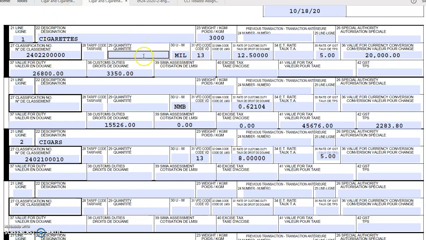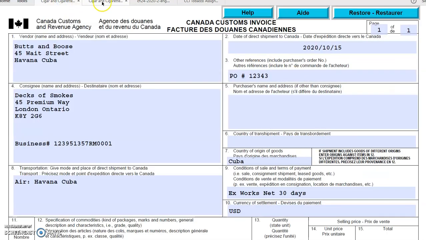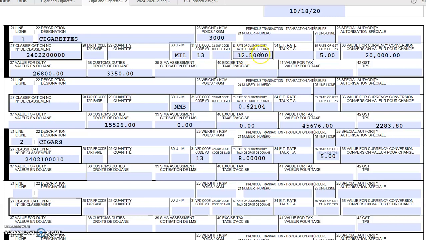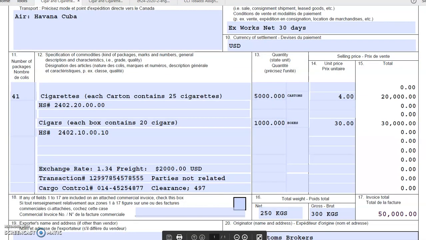2402.20.0000. The unit of measure is MIL, so let's make sure we can see that. Cigarettes contain tobacco. Unit of measure MIL. MIL equals 1,000. They want to know how many 1,000 cigarettes there are. The duty rate is 12.5%. So we put the duty rate in at 12.5%. I put the unit of measure as MIL, so now we need to figure out how many 1,000 cigarettes we have.